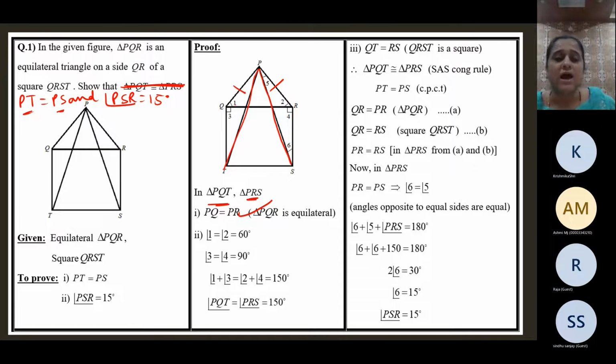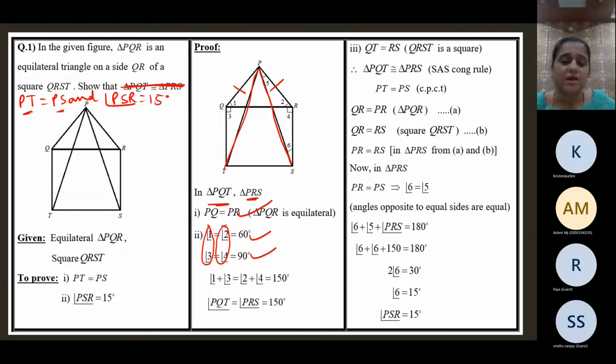Then angle 1 is equal to angle 2, 60 degrees, equilateral triangle. Angle 3 is equal to angle 4 is equal to 90 degrees. Now add these two results. So angle 1 plus angle 3 is equal to angle 2 plus angle 4 is equal to 60 plus 90, 150 degrees.